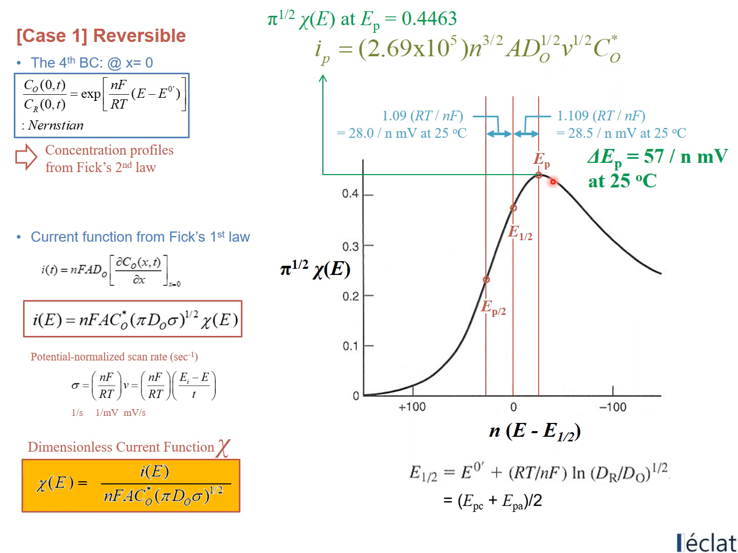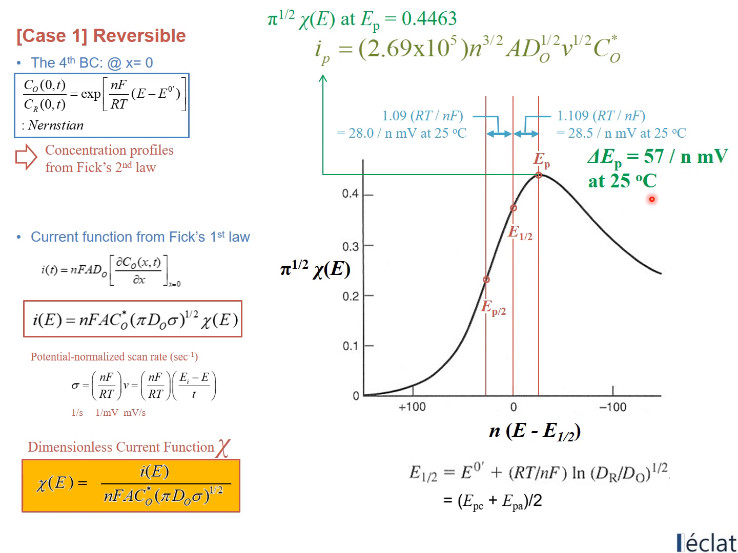The other thing is the peak to peak gap. I mean peak to peak potential gap. From this chi function, what we know is that the difference between peak potential and the average potential of peak potential is 28.5 per n millivolt at 25 Celsius degree. It means the peak to peak gap is 2 times this value. That is to say 57 per n millivolt at 25 Celsius degree.